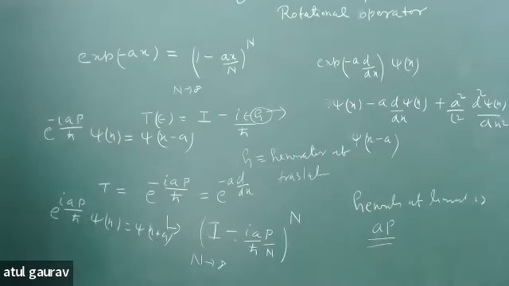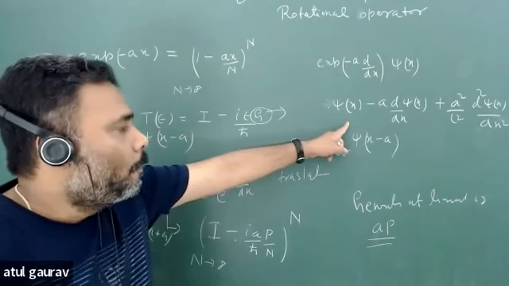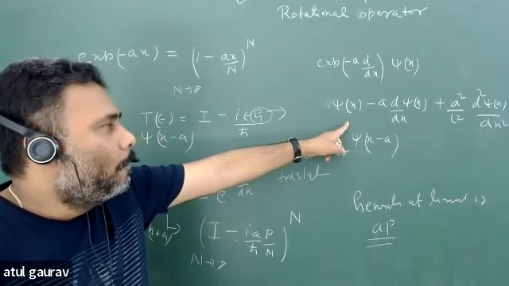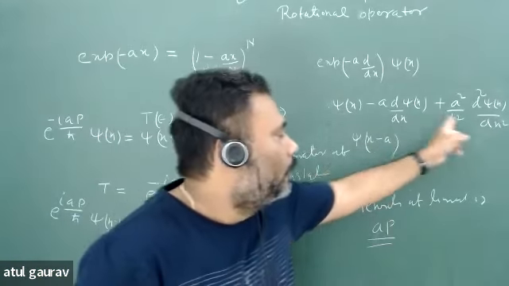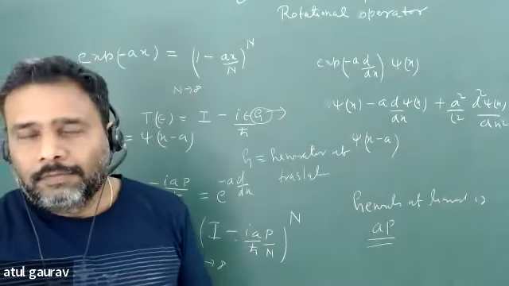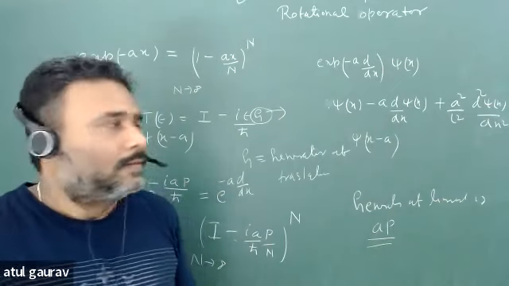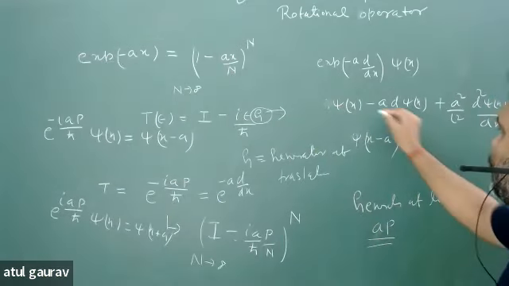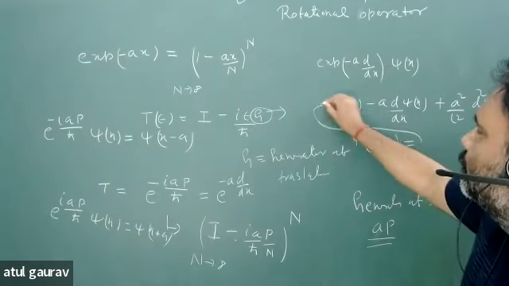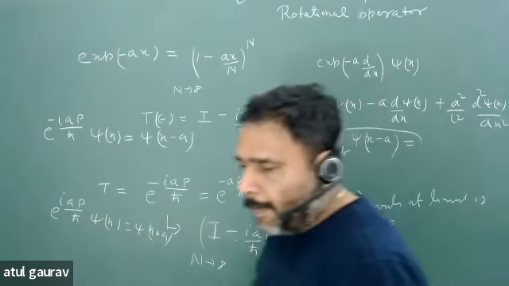Sir, the second step, the exponential into psi x, this equation on the right side. This one. After this, how did you write psi x minus a? Because of the Taylor expansion. If you do the Taylor expansion, this is exactly what you will get. Is it equal? Yes, this is equivalent. If you do the Taylor expansion of this, you will get exactly this thing. Are you getting my point? Okay, sir.